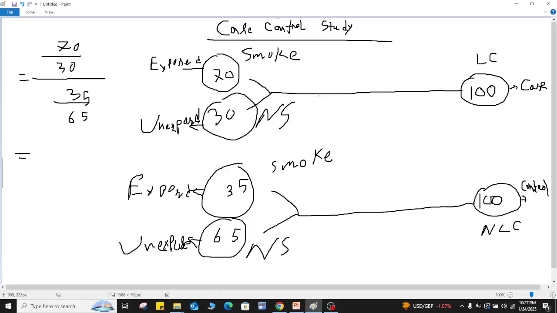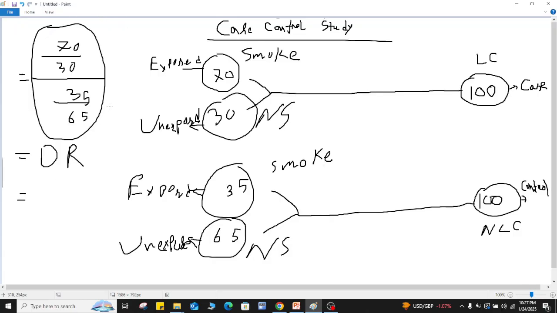Now here you can see we are not actually taking the ratio of probability. We are taking the odds, the ratio of odds. And this is actually called the odds ratio. So that's the difference between relative risk and odds ratio. Here we are not taking the ratio of probability, we are taking the ratio of odds. That's why we are calling it odds ratio.